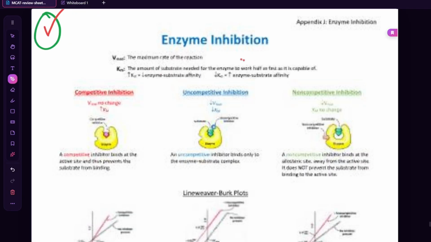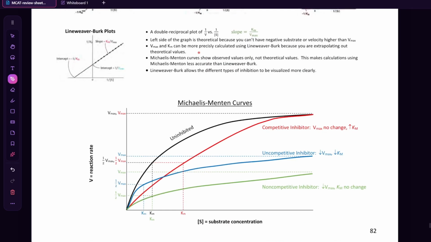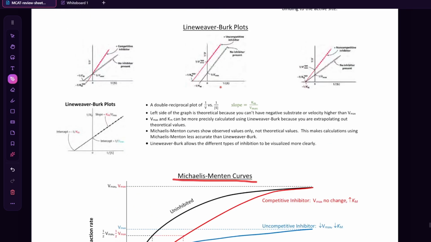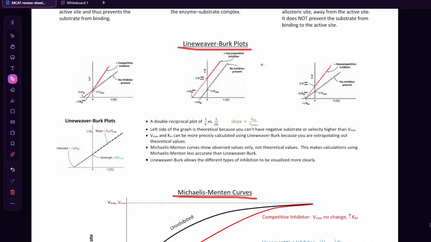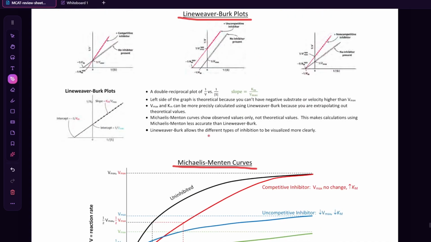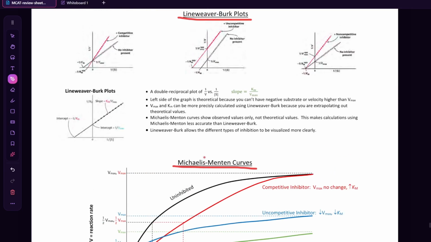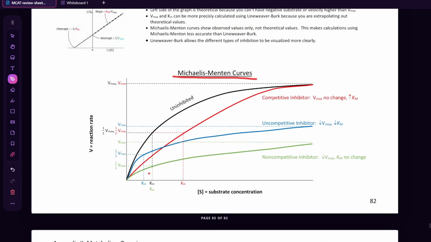Enzyme inhibition. And another part of enzyme inhibition is learning that they could be plotted in different ways. So you can have a Michaelis-Menten curve, or you can have a Lineweaver-Burk plot. And a Lineweaver-Burk plot is just a way to show the linear form of this Michaelis-Menten curve. So the Michaelis-Menten curve will actually start with this one, that at a Km, half your Vmax is here.